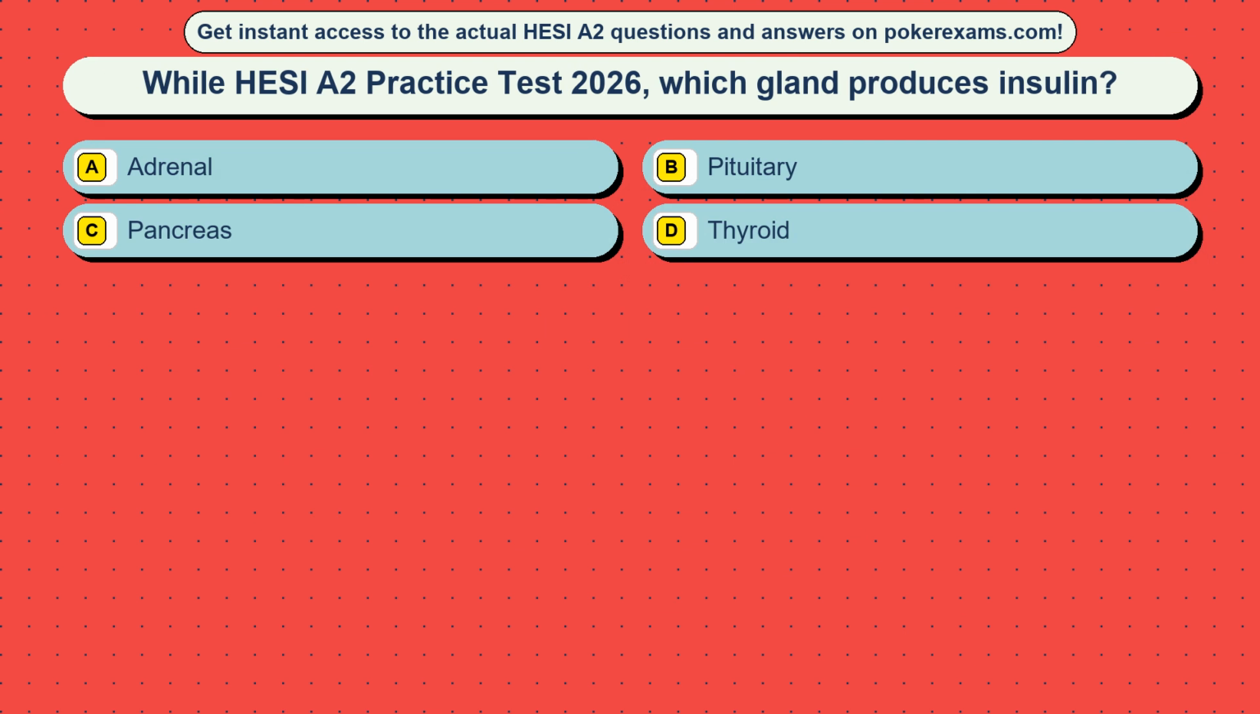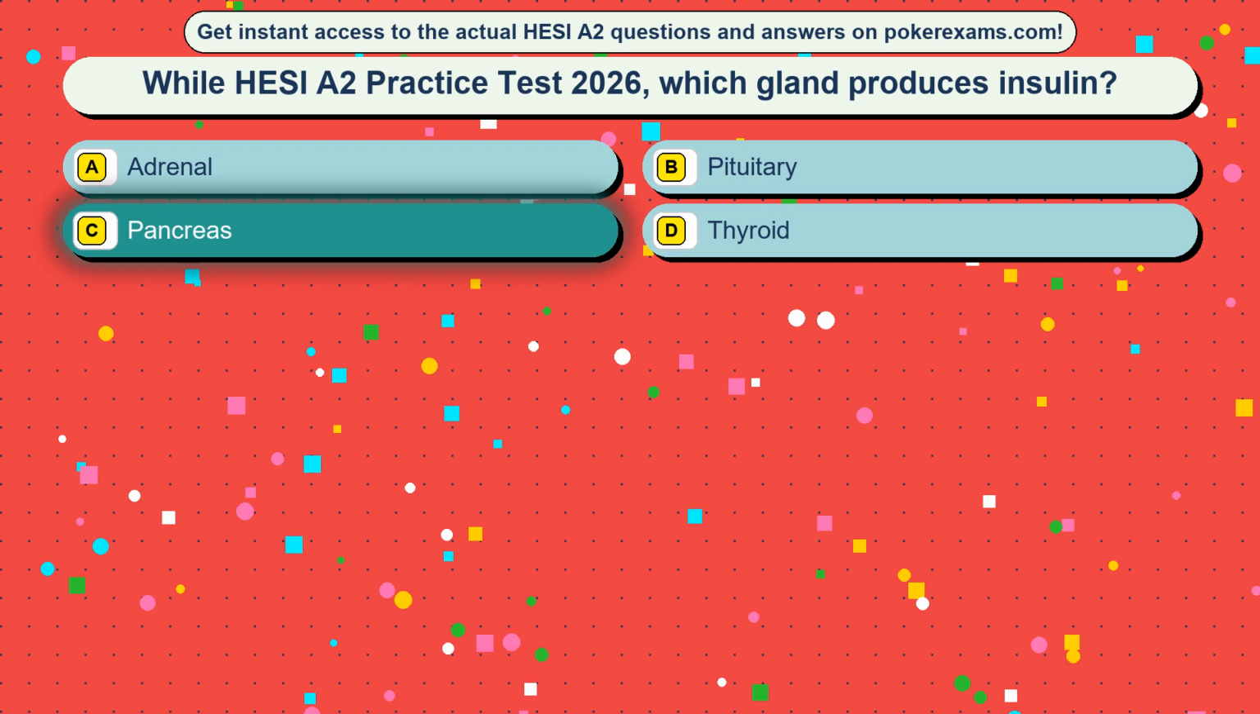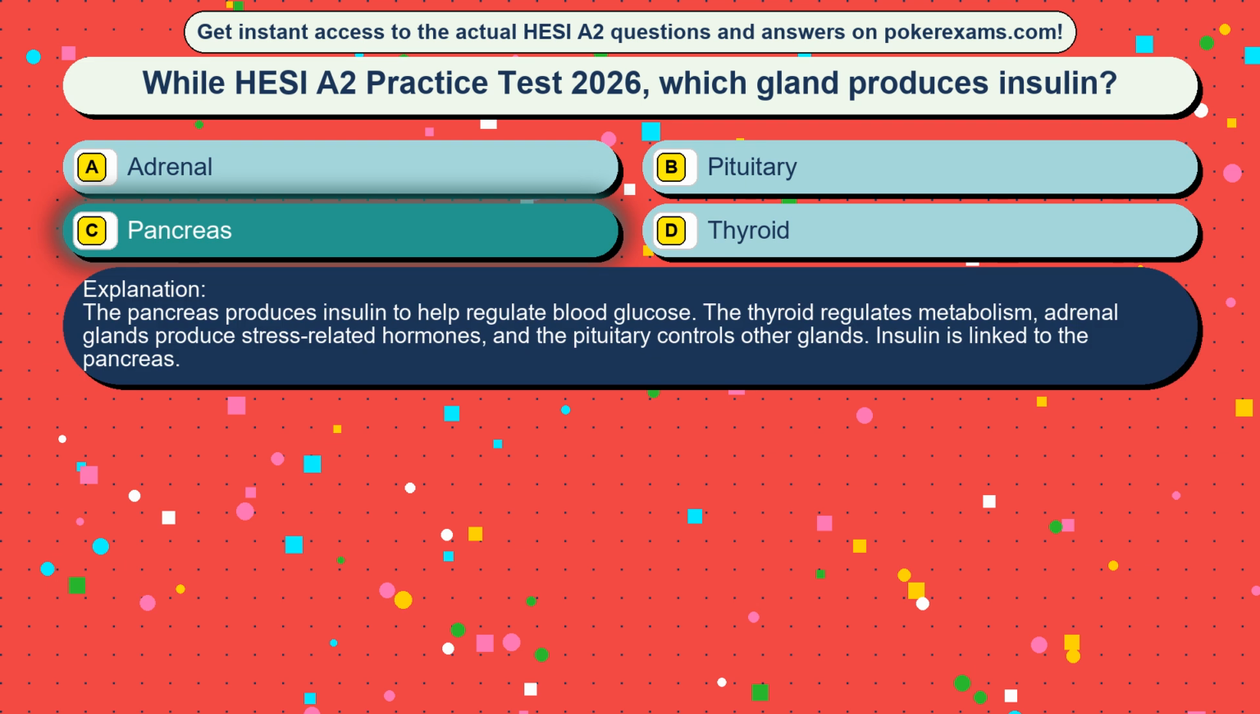Question 47. While HESI A2 Practice Test 2026, which gland produces insulin? Option A. Adrenal. Option B. Pituitary. Option C. Pancreas. Option D. Thyroid. The correct answer is option C. Pancreas. The pancreas produces insulin to help regulate blood glucose. The thyroid regulates metabolism, adrenal glands produce stress-related hormones, and the pituitary controls other glands. Insulin is linked to the pancreas.